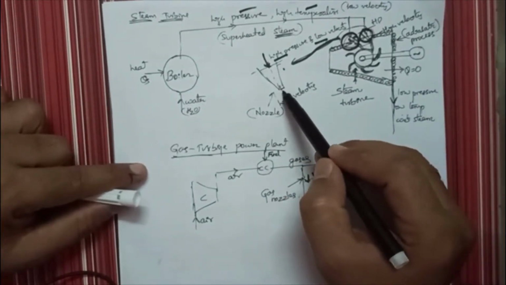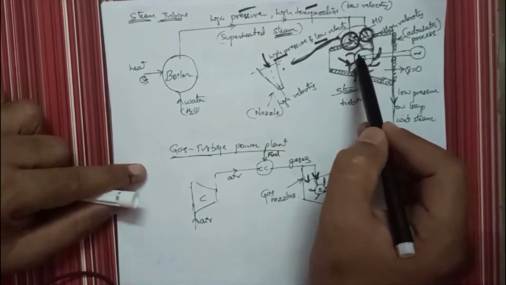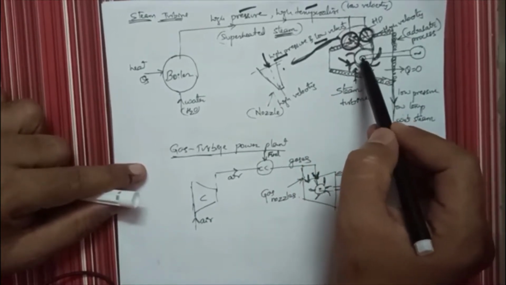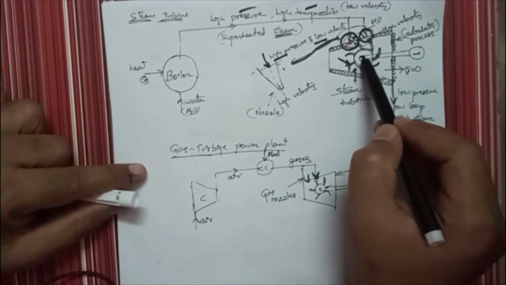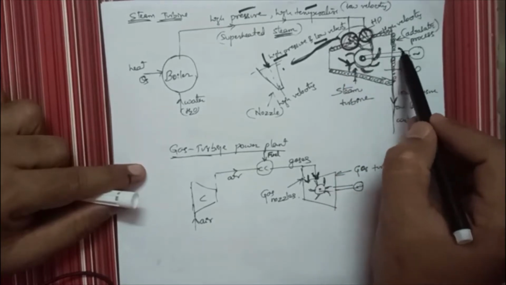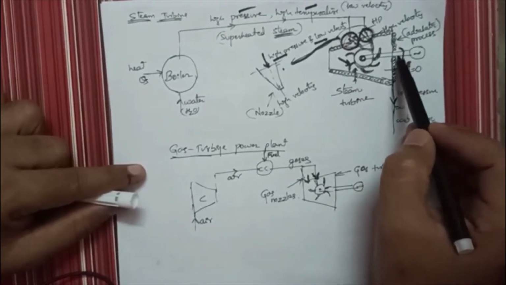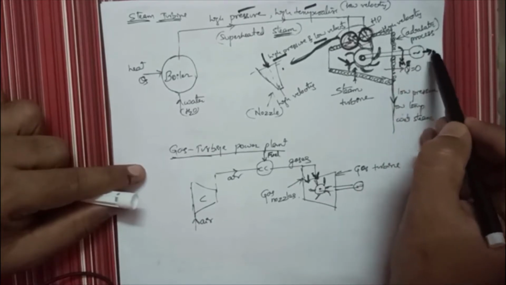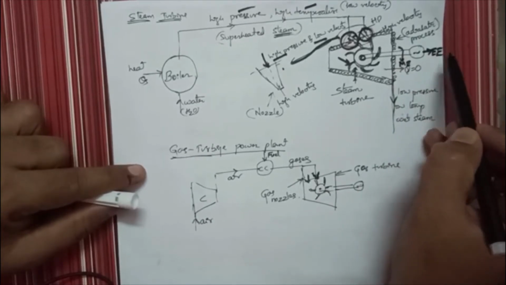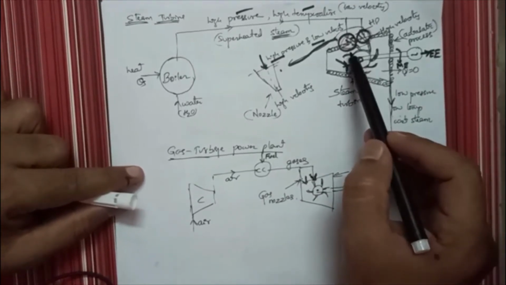When that high velocity steam hits the blades, the turbine rotates and the shaft starts rotating, and the high pressure energy of the steam is converted into mechanical energy. That mechanical energy is transferred to the generator. The generator converts mechanical energy to electrical energy. This is how nozzles are used in steam turbines.